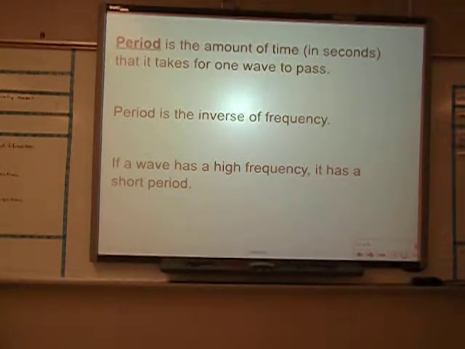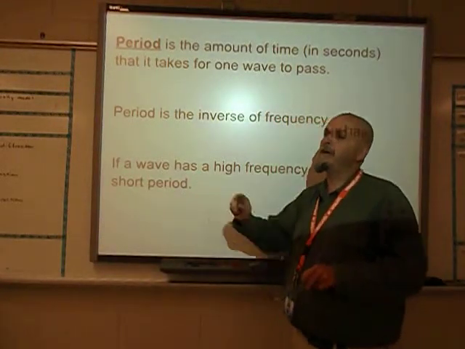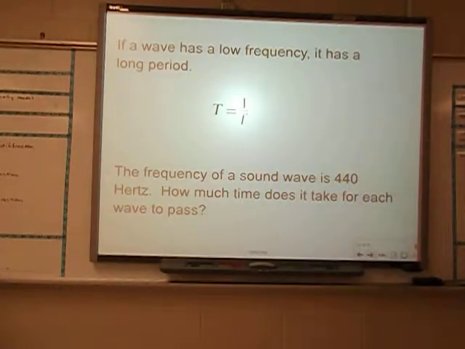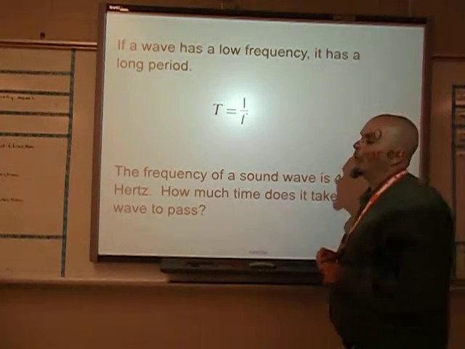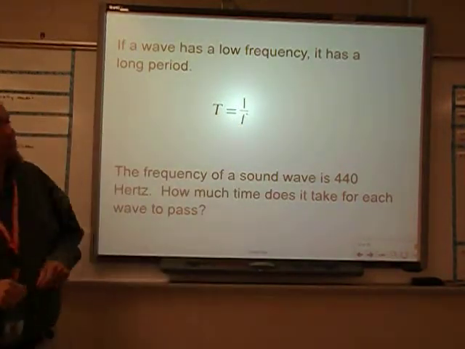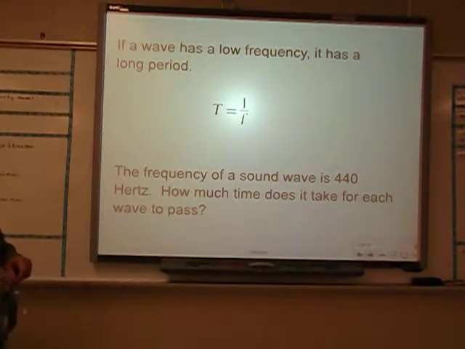So we can say if a wave has a high frequency, a very large number for frequency, it's going to have a short period. It's going to have a very small number for period. They're going to be the opposite of each other. If a wave has a low frequency, a small number for frequency, it's going to have a long period, or a big number for its period. They will always be opposites of one another.